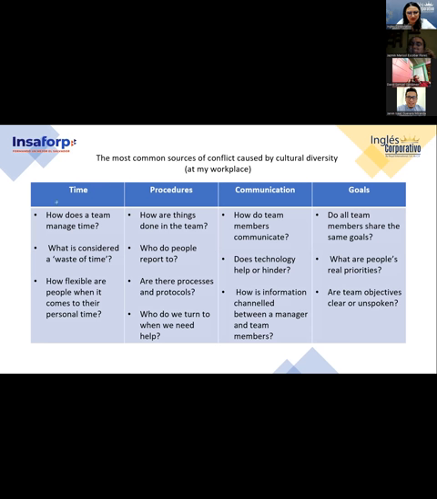Whenever we have an activity or a project that we need to work on, we may say, but I still have time. I'm going to be working on this project tomorrow. I know I can do it, right? But on the other hand, there are some people who really like to have things done on time or before the boss is asking about this, right? So how does a team manage time? This is a source of conflict, right?